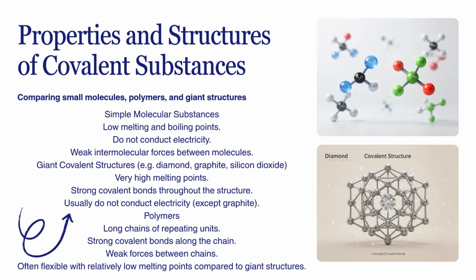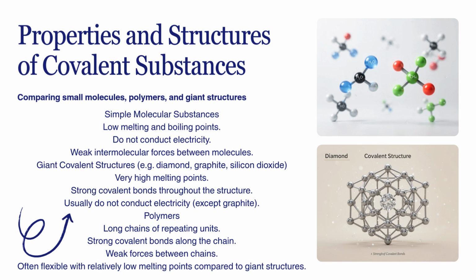Now, this is where students often get confused, because not all covalent substances behave the same way. First, simple molecular substances have low boiling and melting points, because when you melt them, you're not breaking the covalent bonds inside them, because they're strong. You're only overcoming the weak intermolecular forces between them. So that doesn't require much energy. They also don't conduct electricity. Why? Because they don't have free moving charged particles, no free electrons, no ions.